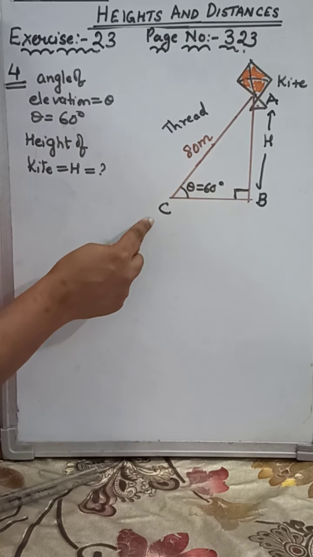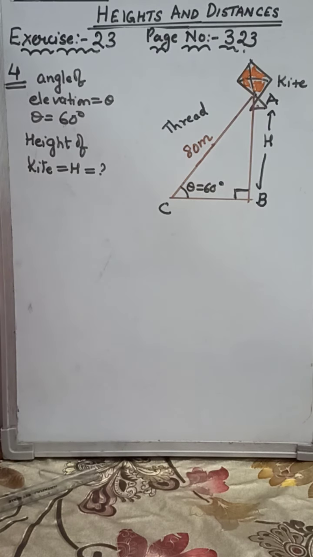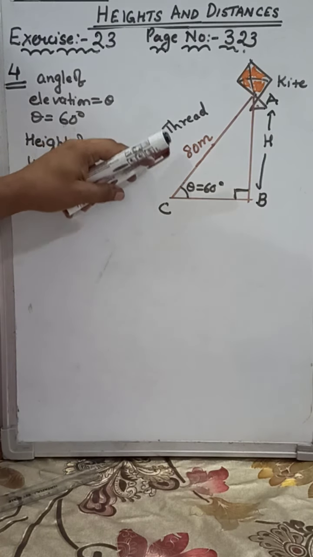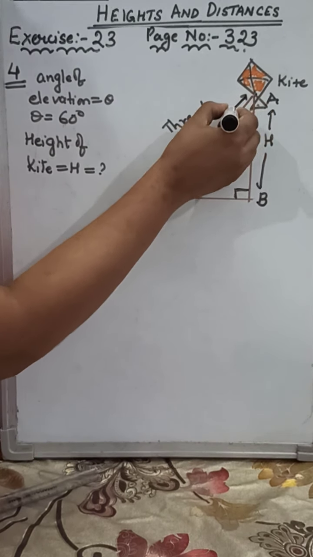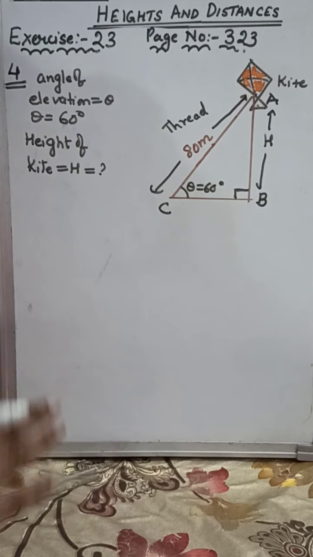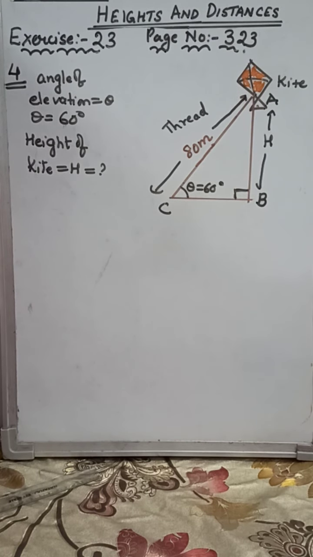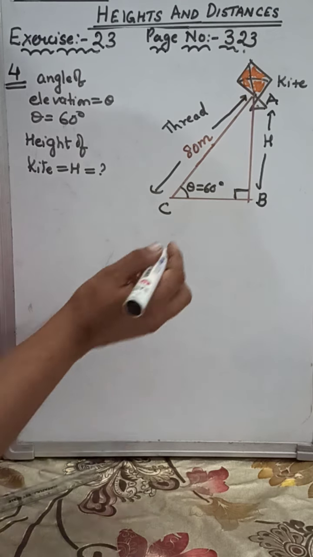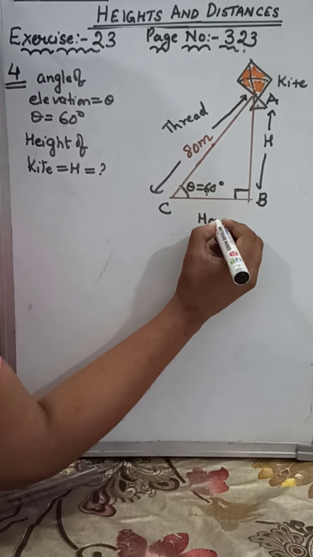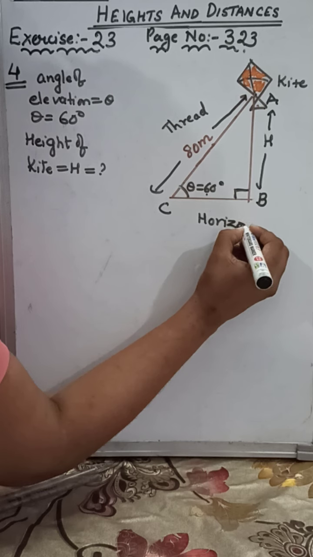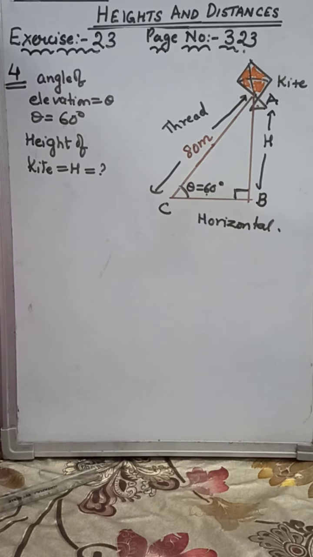You fly always at an angle, inclined. Clear? So this is a thread, 80 meter given to us. So we have labeled it as AC over here. Now, if the thread is assumed straight and makes an angle 60 degree with the horizontal. How much angle is it making? 60 degree with the horizontal. This is the horizontal. Clear? Now we have to find the height of the kite.